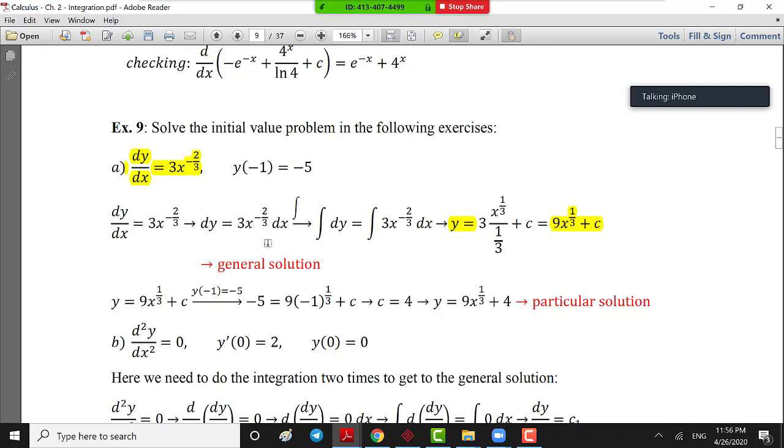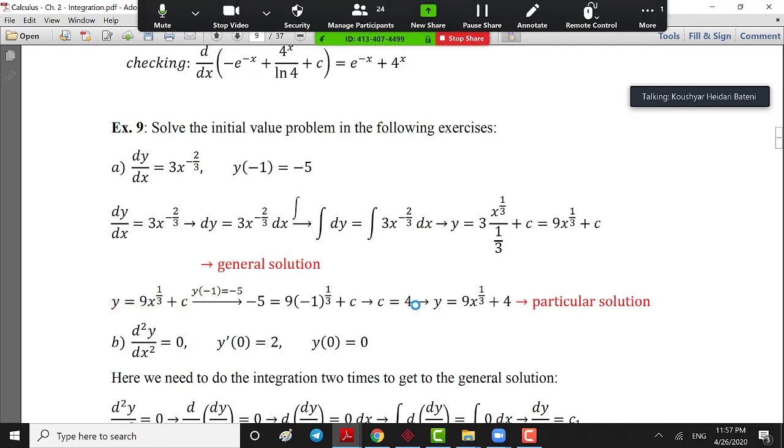Now, after finding the general solution, we have to take care of the value of this undetermined constant here. How do we do that? By making use of the initial condition, right? Now, look, if we consider our general solution and make use of this initial condition, we can say that minus 5 is equal to 9 times minus 1 to the 1 over 3 plus c. Minus 1 to the 1 over 3 is equal to what? Is equal to minus 1. So c is equal to 4.